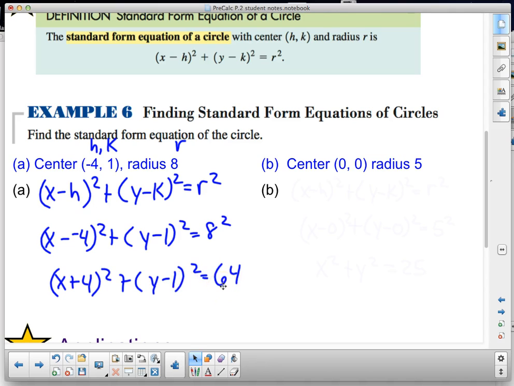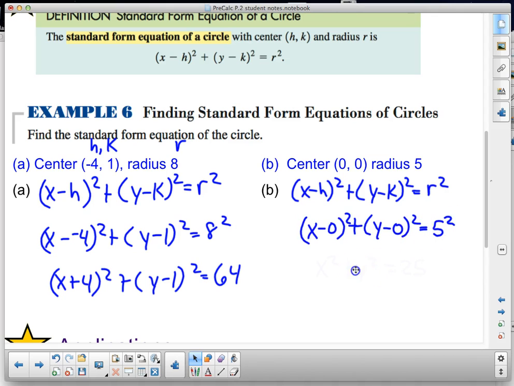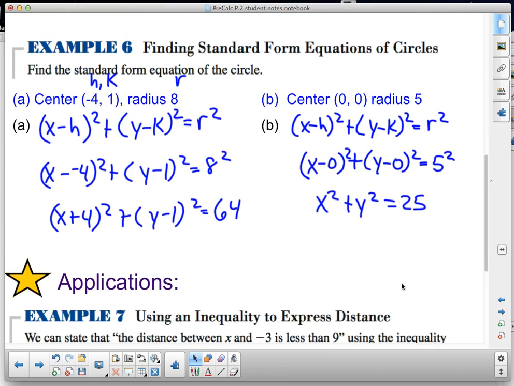Hey, it's your turn. Give B a try. Standard form. Center (0, 0), radius 5. Hey, it's x squared plus y squared equals 25, and we've written our equation.